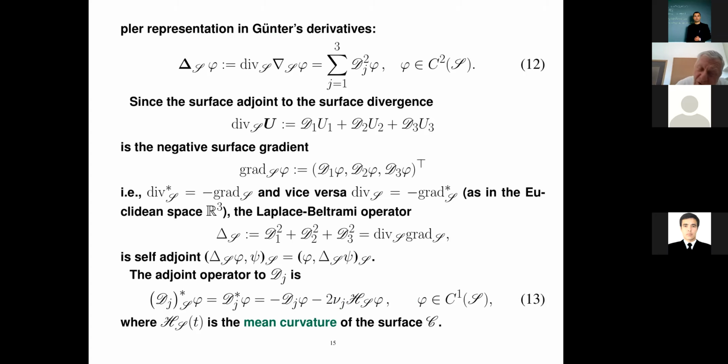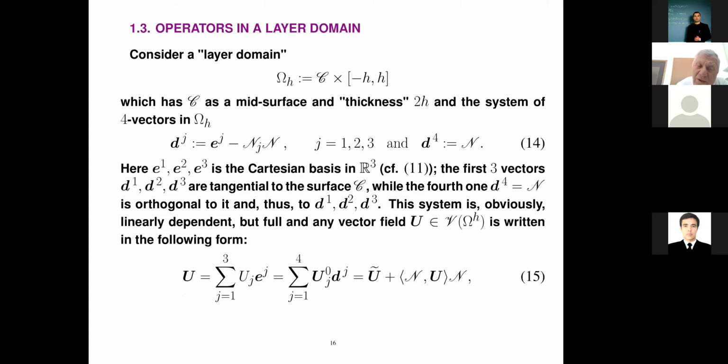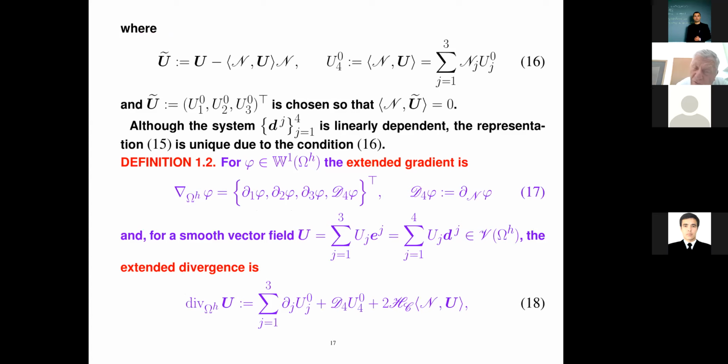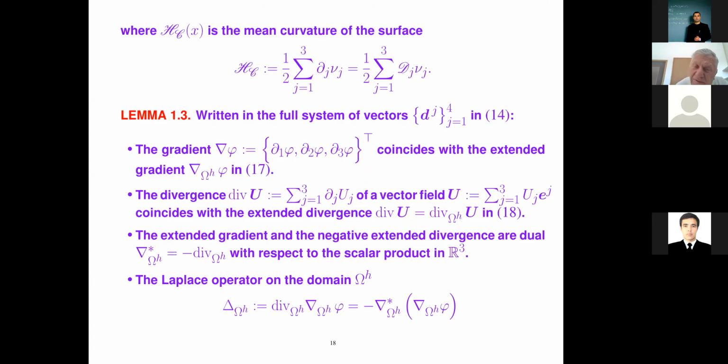Okay. The adjoint operator, you can calculate everything. Everything is okay, and this is the advantage of these Günther's derivatives which I wanted to show you. Sometimes we need to extend this vector field, but it is done. Okay, let me skip all these definitions.